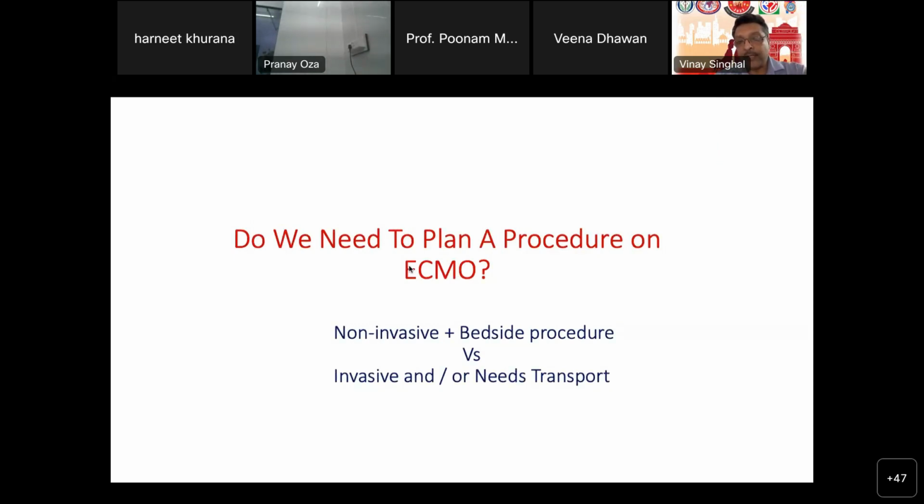Because you have to think whether your procedure is invasive or non-invasive. Is it a bedside procedure, or do you have to transport the patient to some other unit, maybe the operation theater, maybe for radiological procedures, or just for a scan or CT scan? MRI cannot be done in these patients on ECMO for many reasons. We have to see whether your patients require a non-invasive bedside procedure, or an invasive one, or transport. Things will be worse if your patients need invasive procedures or transport.